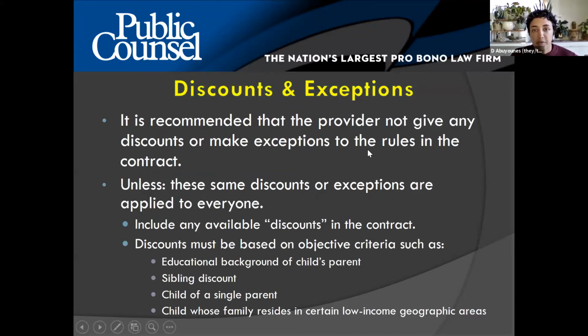So again, it's recommended that the provider not give any discounts or make exceptions to the rules in the contract, unless the same discounts or exceptions are applied to everybody. So include any available discounts in the contract and for what circumstances they will apply. Discounts must be based on objective criteria such as educational background of the child's parents, sibling discount, child of a single parent, or child whose family resides in a certain low-income geographic area. In this way, you're being clear about which discounts and exceptions you're applying, and you're applying them equally to everybody. Anybody who falls into those categories can apply for the discount as well.